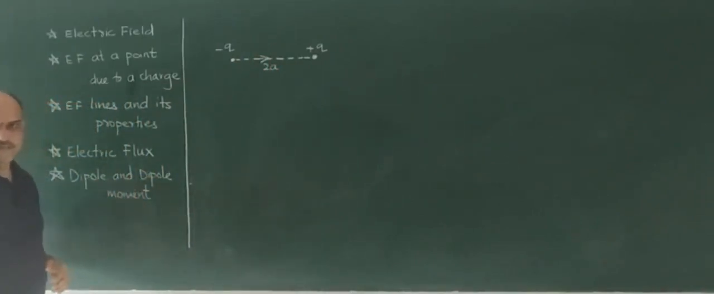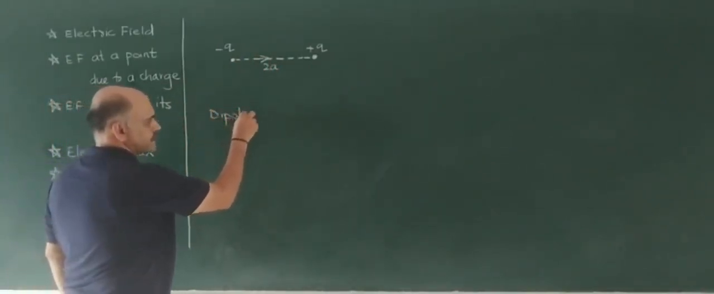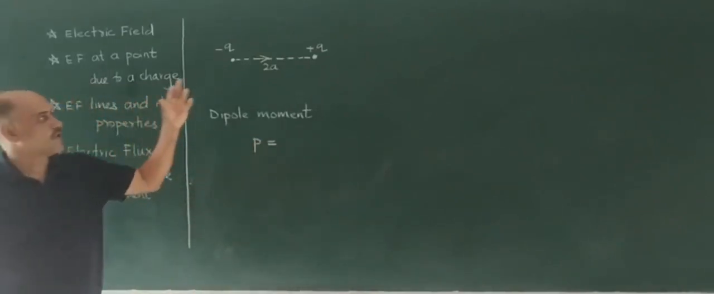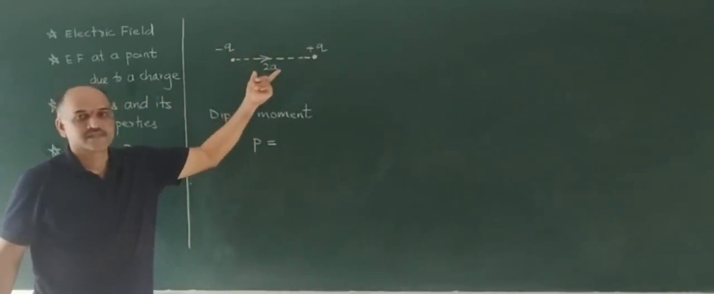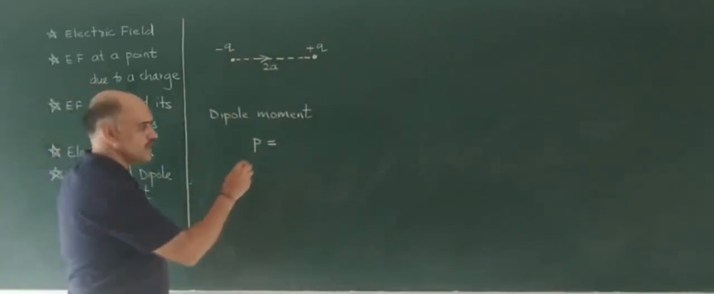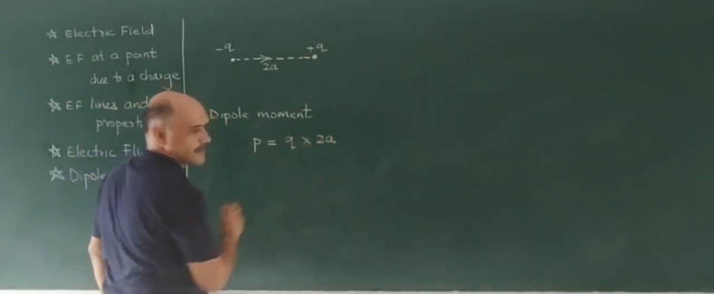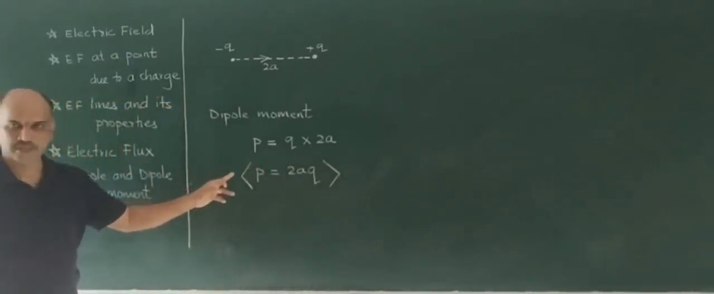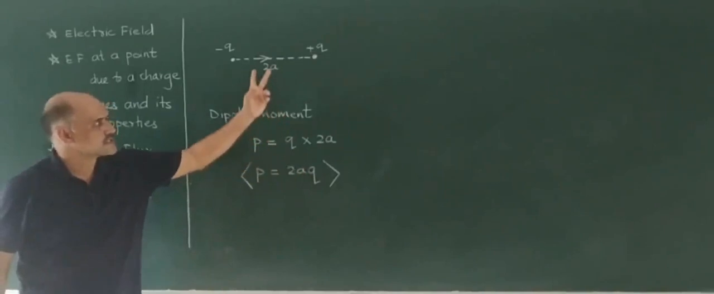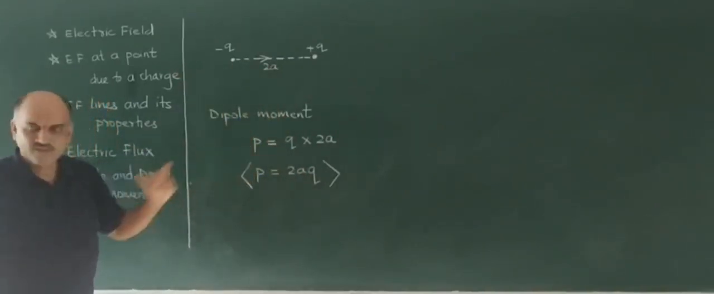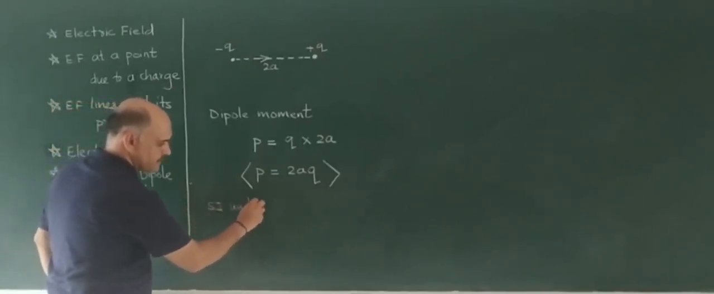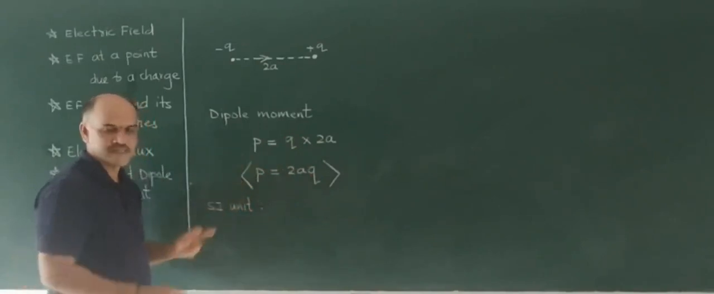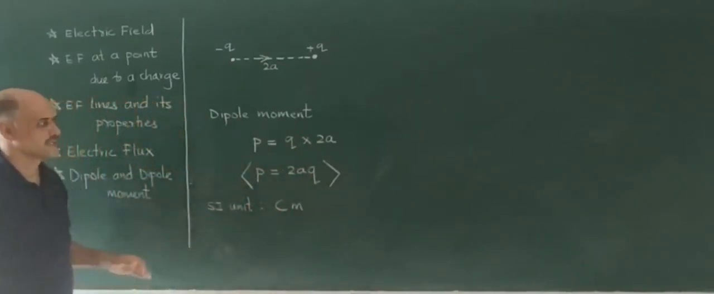So dipole moment is denoted by P. It is the product of either of the charges and the distance between those two charges. It is the product of either charge q into 2a, or we write P is equal to 2a into q. This is the formula for dipole moment. Again from this formula you can write the SI unit of dipole moment. Charge is in coulomb, distance is measured in meter, so coulomb meter is the SI unit.